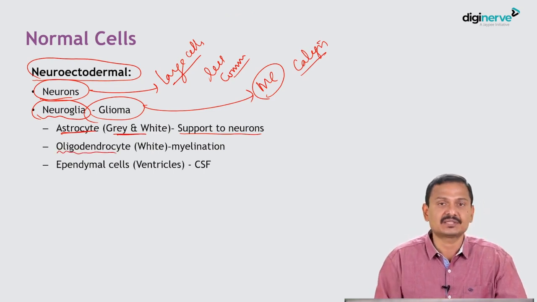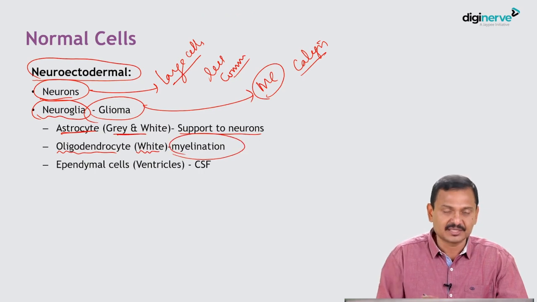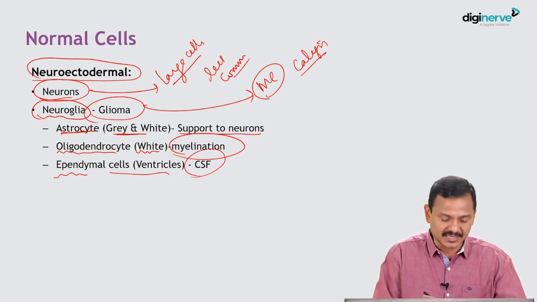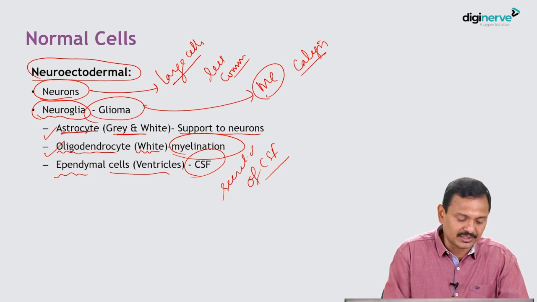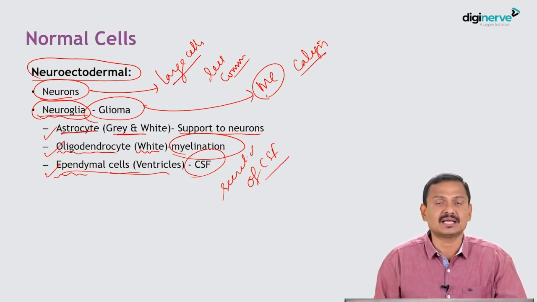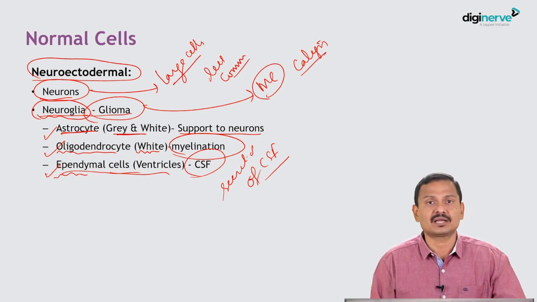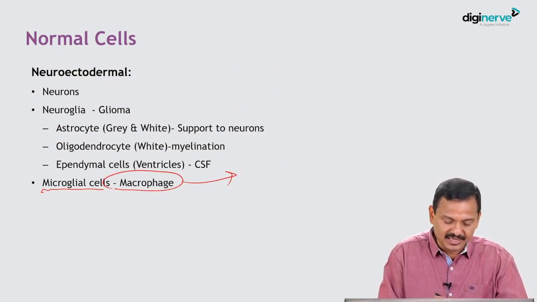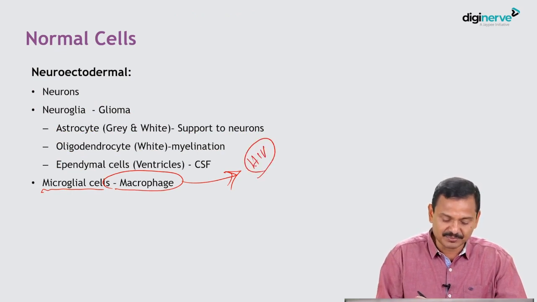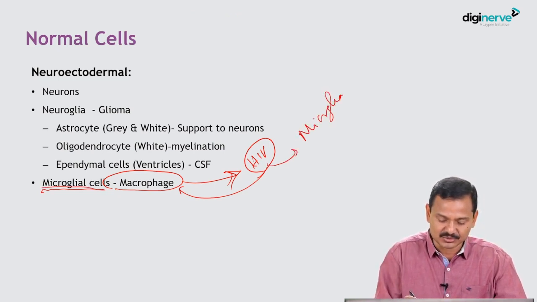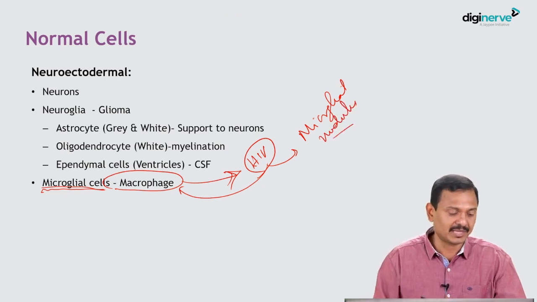We have oligodendrocytes, which are present in the white matter, and their function is myelination. The ependymal cells lie in the ventricles and are associated with the secretion of CSF. Astrocyte, oligodendrocyte, as well as ependymal cell all belong to a broader category, the neuroglial cell, and the tumor arising from a neuroglial cell is broadly called glioma. Next, the microglial cells, which are the macrophages, are a source of infection in HIV patients; the HIV virus affects these microglial cells and forms microglial nodules. We do not have any tumors coming from the microglial cells.